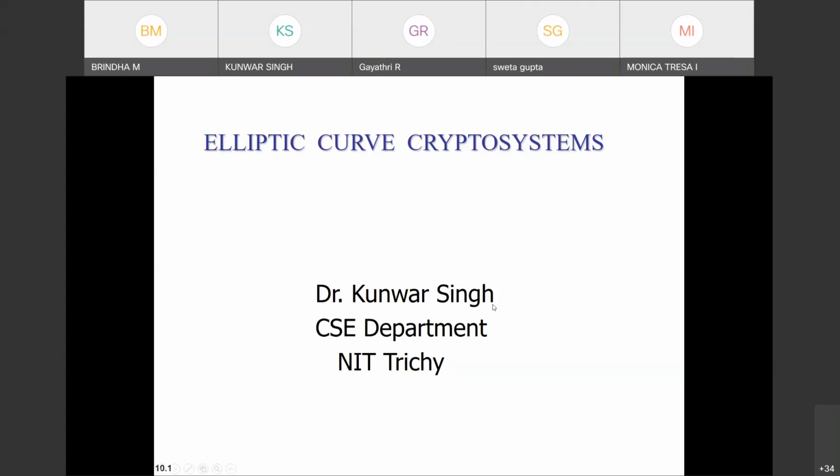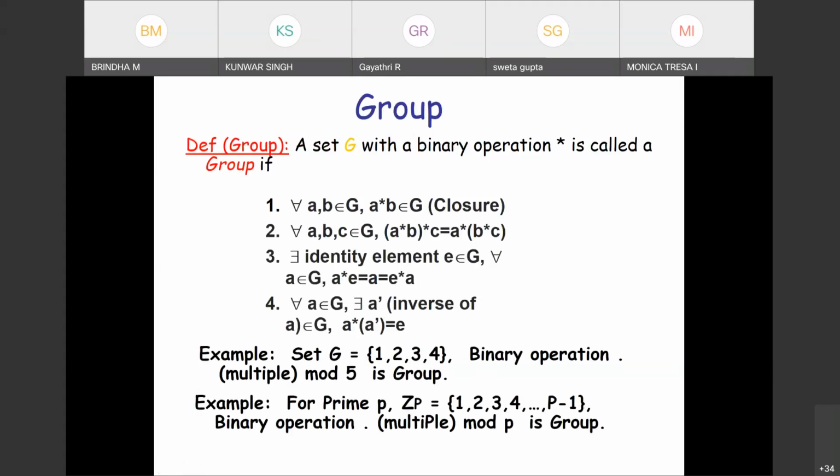Before going to ECC, we'll discuss some algebra, group theory. Group, as you may know, I'll just revise here. A set G with a binary operation is called a group if it satisfies the following four properties.